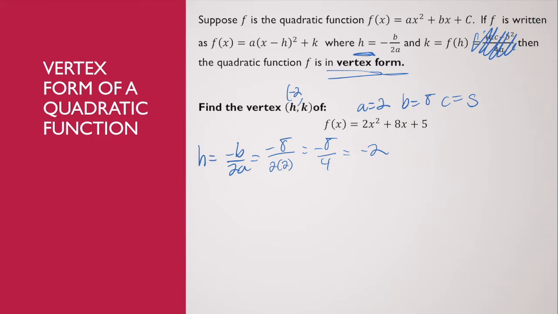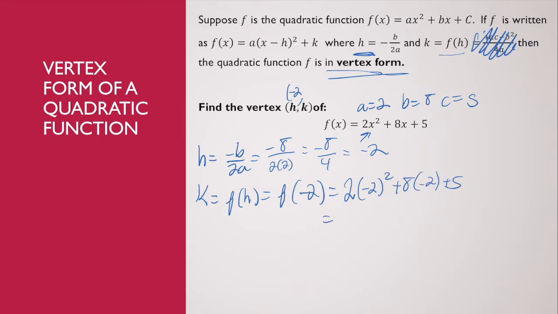Then I'm going to find k by taking f of h. k is f of h, which is f of negative 2, which would be substituted into my original function. So I have 2 times negative 2 squared plus 8 times negative 2 plus 5. So that gives me 2 times 4 minus 16 plus 5. So I get 8 minus 16 plus 5. That 8 minus 16 is a negative 8, plus 5 is a negative 3. So my vertex is when x is negative 2, y is negative 3.